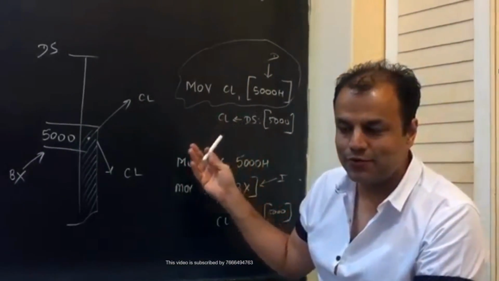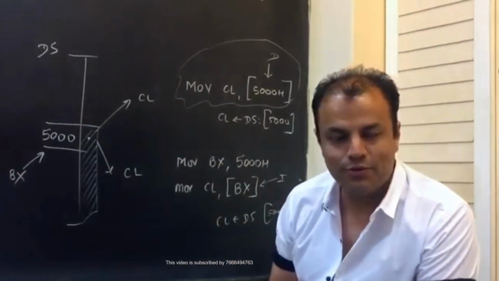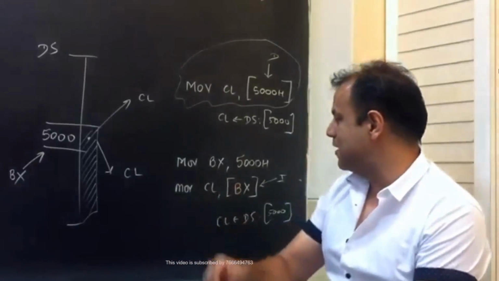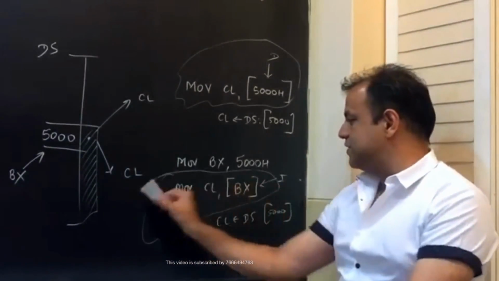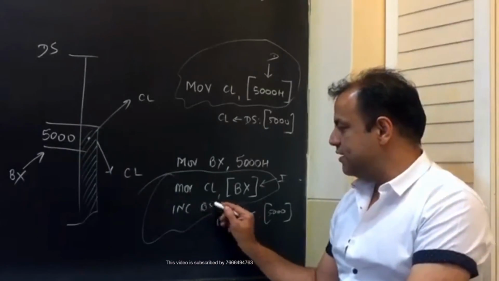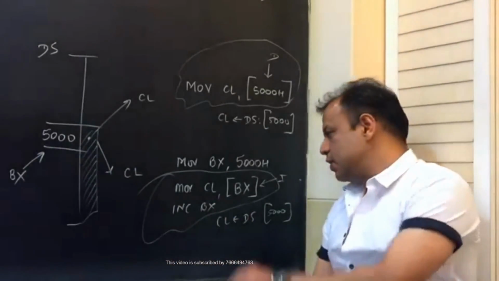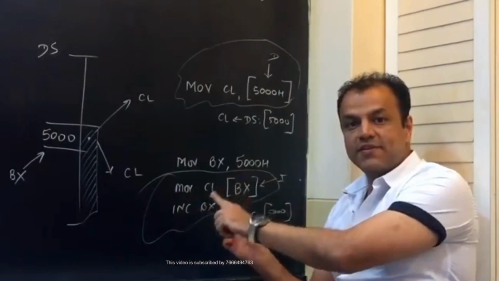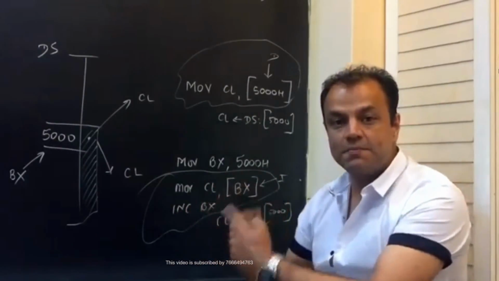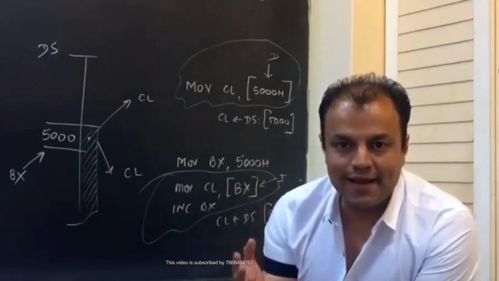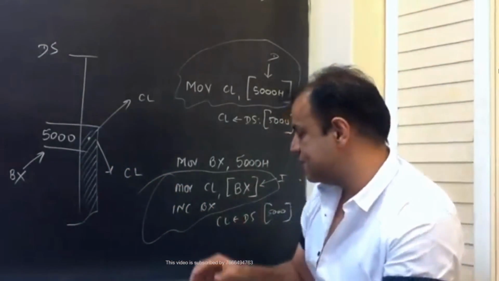You do it 100 times, 1000 times, you do it all your life. You will only get data from 5000 because once you've written an address, you can't change it. But if you put this instruction in a loop and in the loop go on incrementing BX, what will happen? First time you get the data from 5000. Next iteration 5001. Next iteration 5002. Every iteration BX will get incremented. You will go on getting data from different locations. That's the whole point of indirect addressing mode.